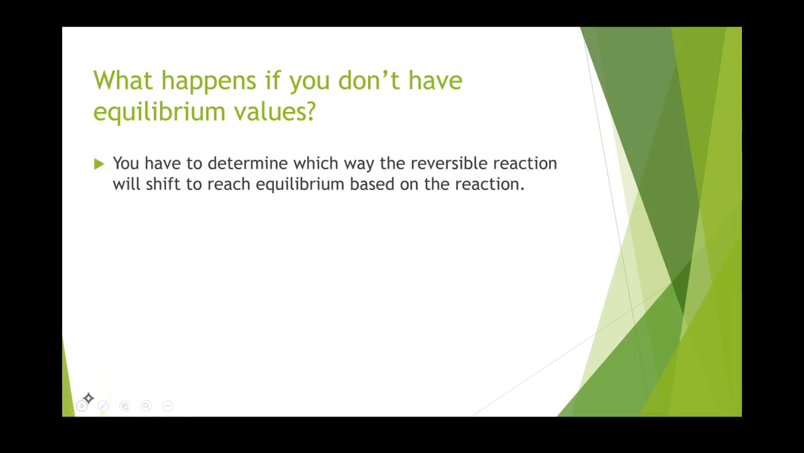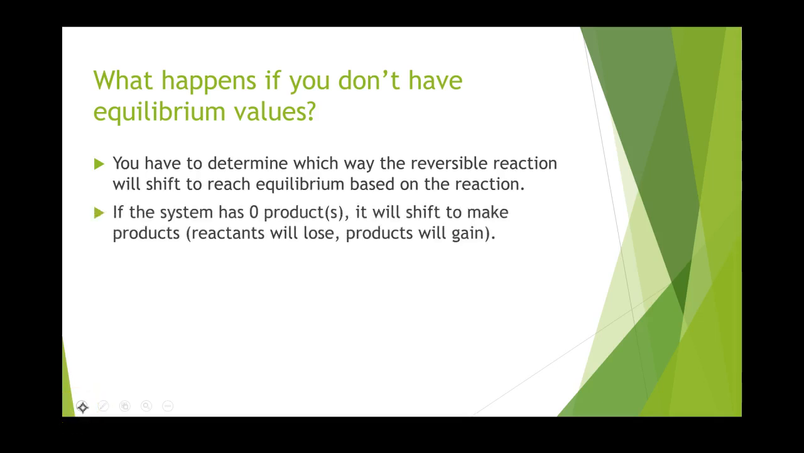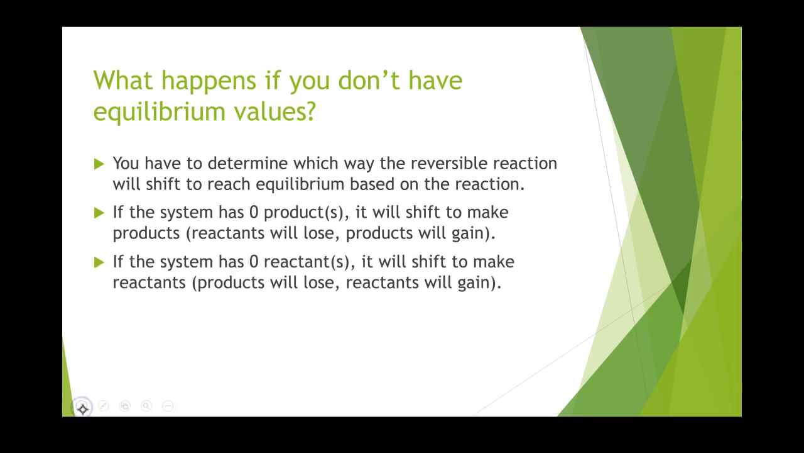What happens if you don't have equilibrium values? Well, you have to figure out which way the reversible reaction is going to shift based on the reaction. If it has a 0 on the product side, it's going to go that direction because I can't use up any products if I don't have any. If I don't have any reactants, it's going to go the other direction.